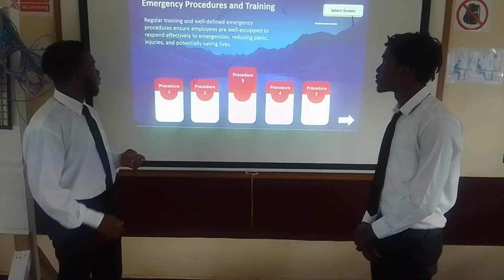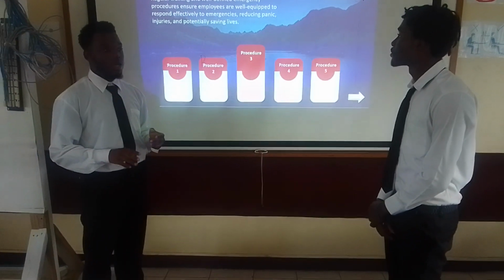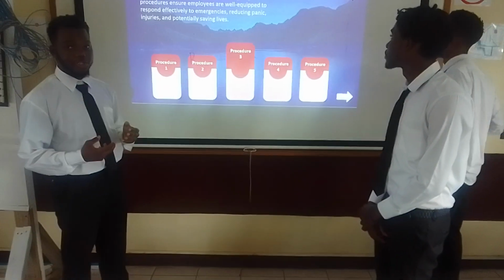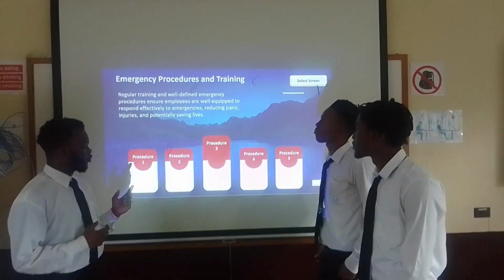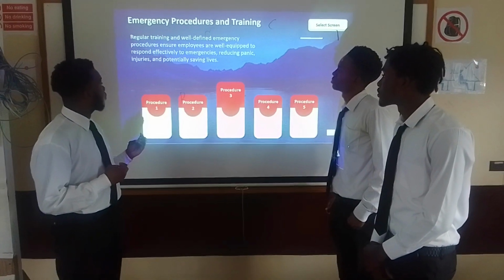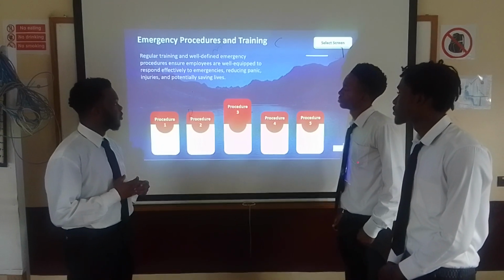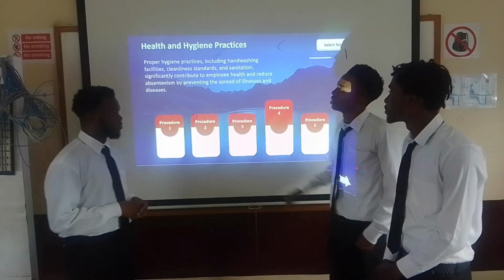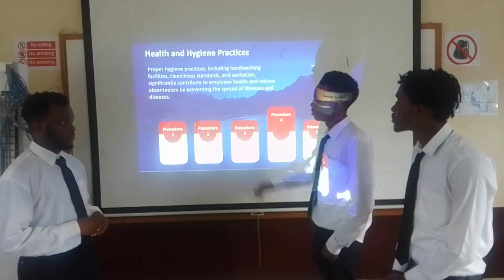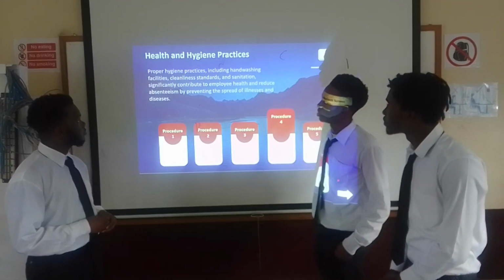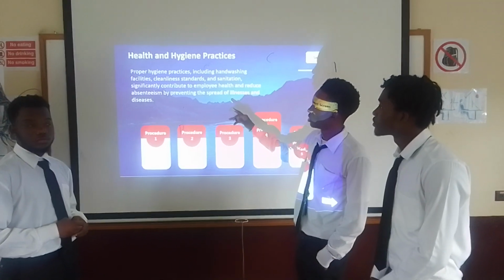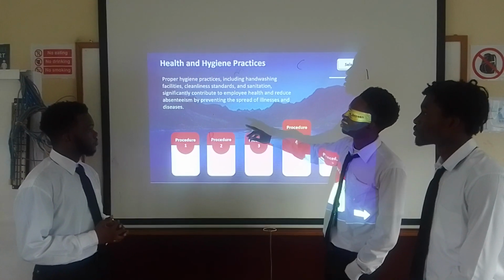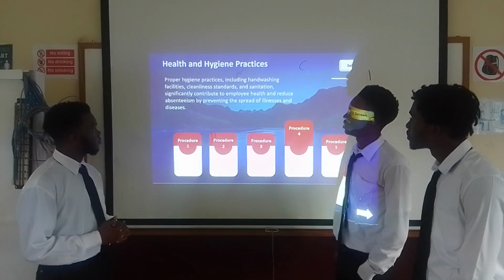We have procedure 3, which is emergency procedures and training. Regular training and well-defined emergency procedures ensure employees are well equipped to respond effectively to emergencies and reduce panic, injuries, and potential loss of lives. Procedure 4 is hygiene practices. Proper hygiene practices include hand washing facilities, cleanliness standards, and sanitation, which significantly contribute to employee health and reduce absenteeism by preventing the spread of illnesses and diseases.